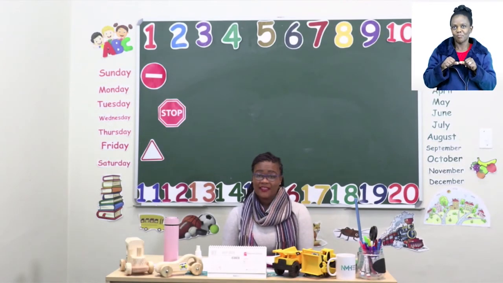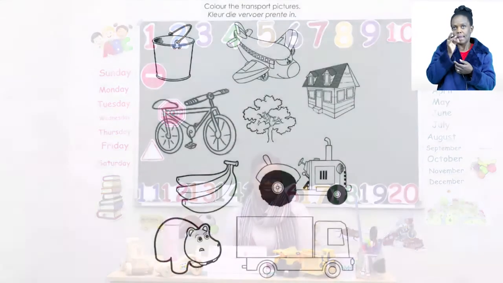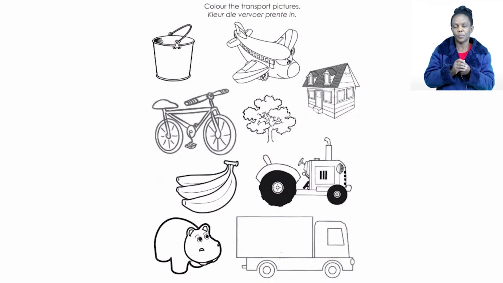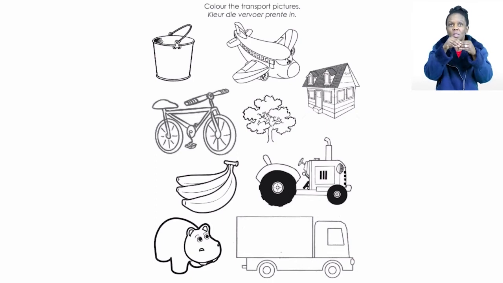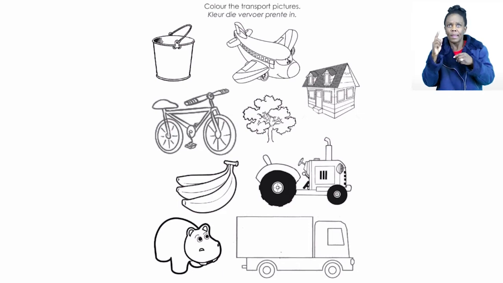Now let's move on to something exciting. Let's turn to the next page, page 8. On page 8, we have all sorts of pictures that are there. Our job is to find and color the transport pictures. Now I know for some of you this will be easy, but let's take a look at all the pictures that are there. Remember, transport or travel is something that you can use to move from one place and going to another place.